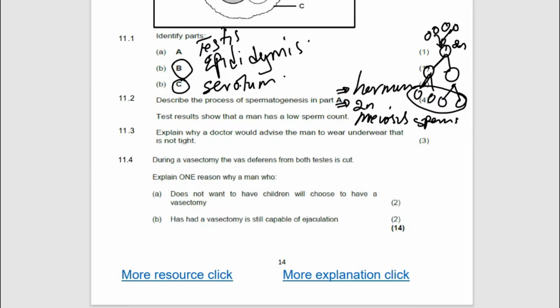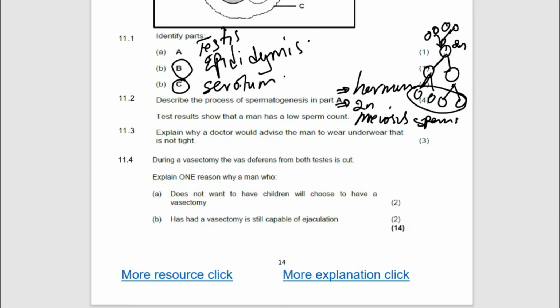Then we go to another question. Explain why a doctor would advise the man to wear underwear that is not tight. Remember that whenever you are tight, the pressure increases. And the moment the pressure increases, in most cases the pressure is associated with high temperatures. If the high temperatures are there, then definitely the temperatures are going to exceed the normal temperatures at which sperms are being produced. Therefore, it means that it's going to lower the sperm count.